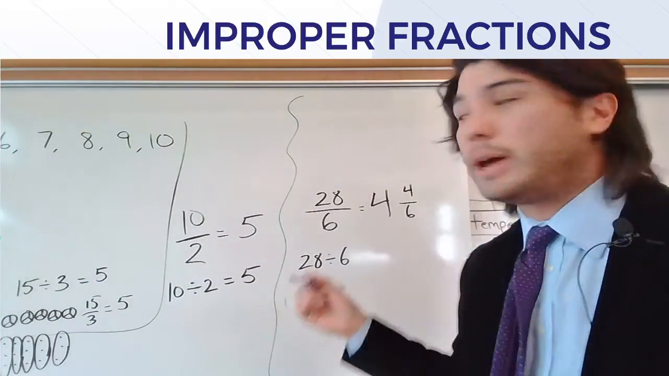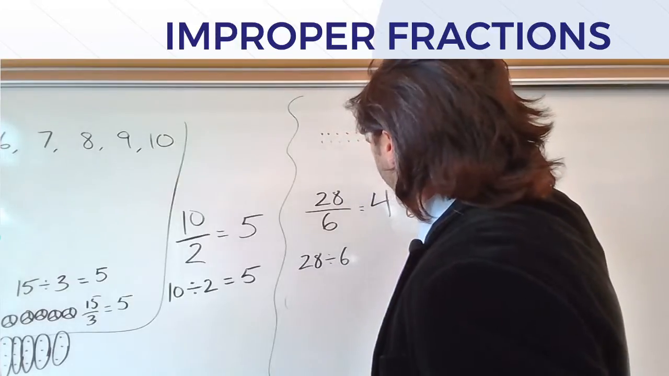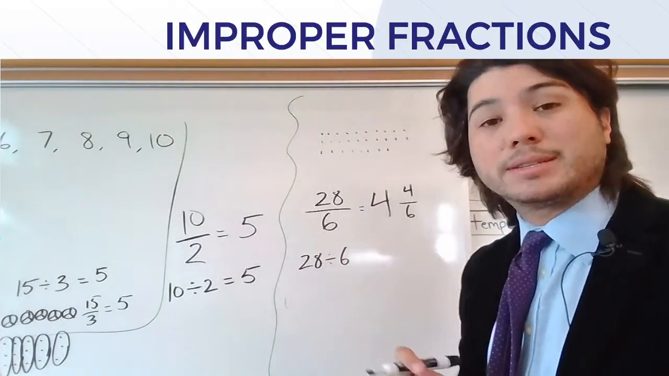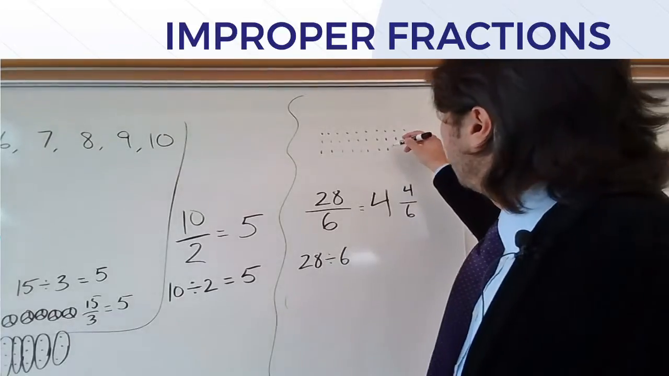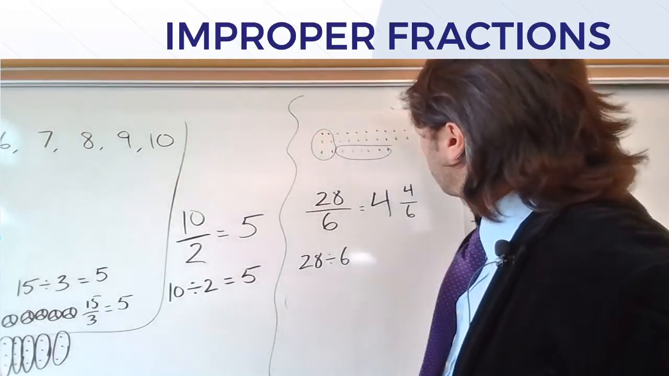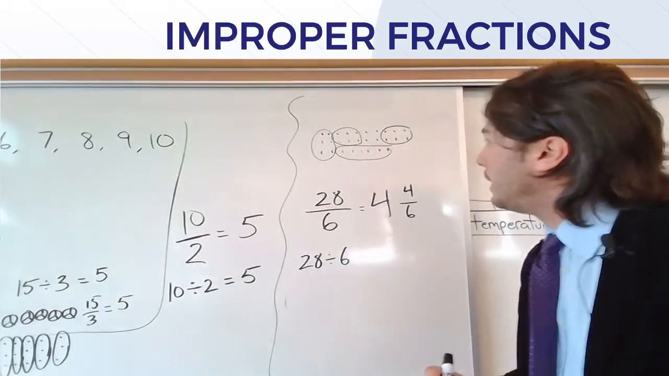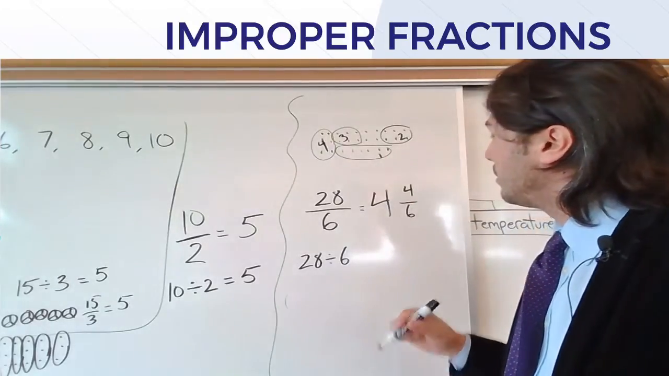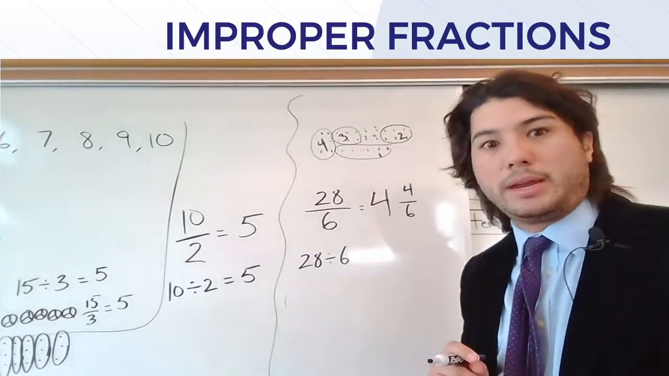The other thing you can do, draw it out. 1, 2, 3, up to 28. And I'm going to make groups of 6 because, again, 6 sixths equals 1. And we're trying to see how many whole ones we can make. So here's 1, 2, 3, 4, 5, 6. Another group of 6, another, and another. And lo and behold, I have 4 groups and 4 sixths remaining.